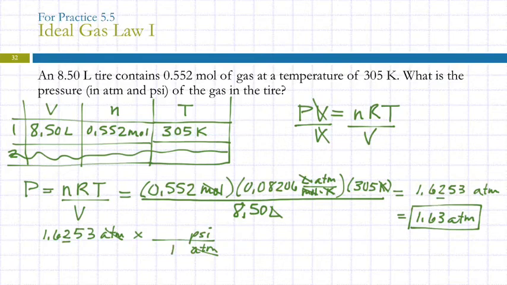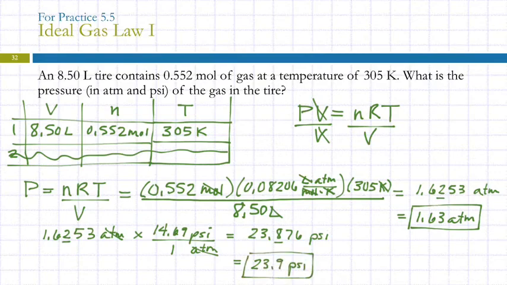It's 1 atmosphere. The book gives you 14.7. It's really 14.69. It's better to have more sig figs than fewer. So I've got 1.6253 times 14.69, and this will also have 3 significant figures, 23.876 PSI, and then I'll round that to 23.9 PSI, pounds per square inch. Any questions?